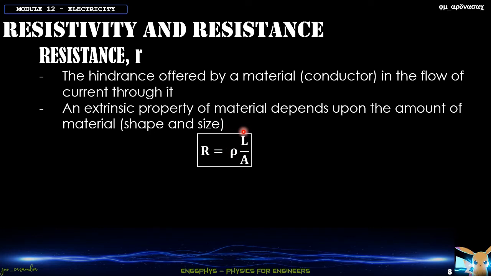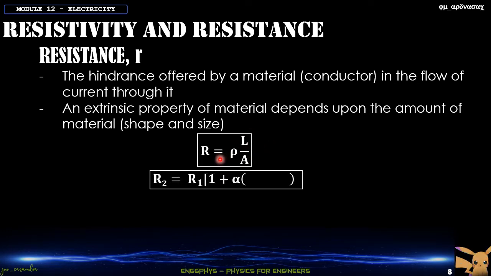So again, rho is your resistivity. Okay? So since resistivity is constant for a certain material, the resistance now of a material will be directly proportional to the length and is inversely proportional to the area. Okay? So with that, we could substitute now or combine our resistance and resistivity with the equation R2 equals R1 times (1 plus alpha times (T2 minus T1)).